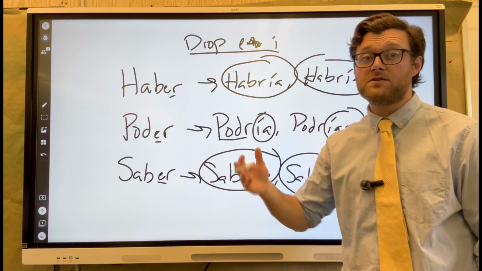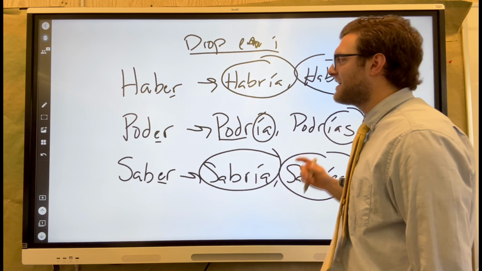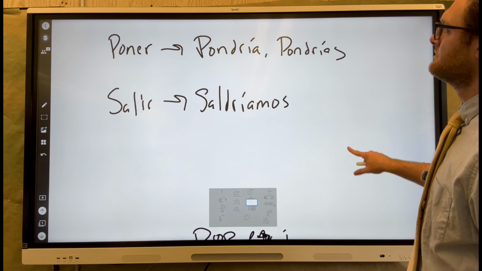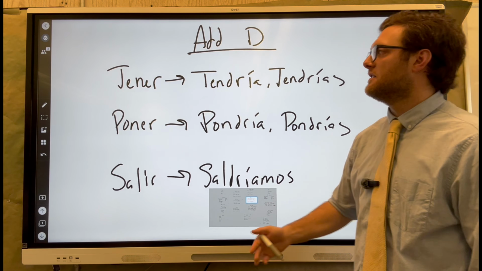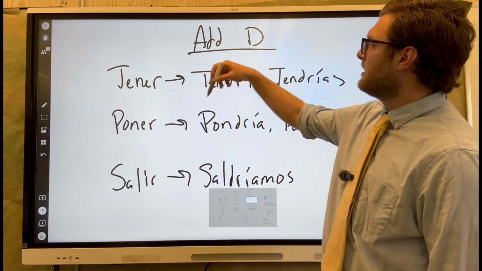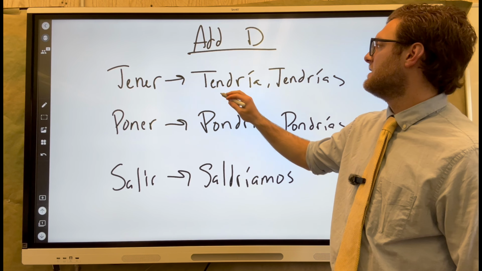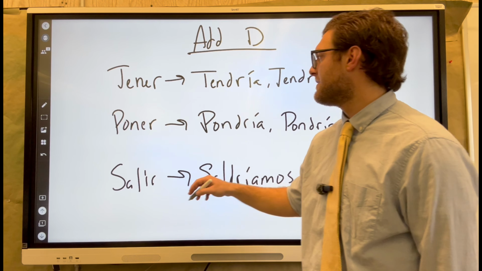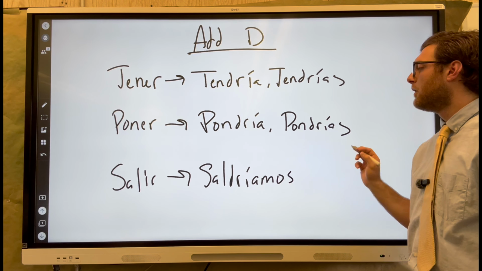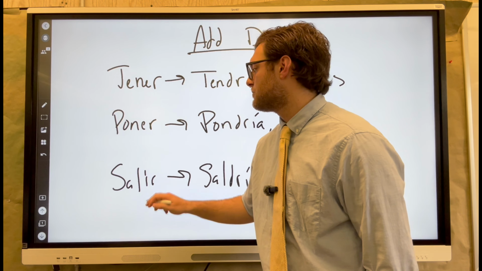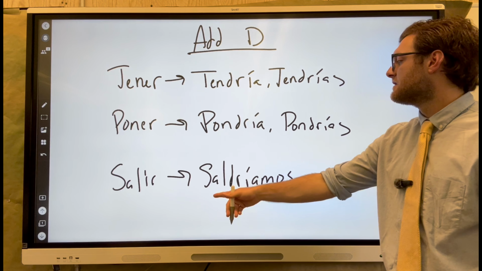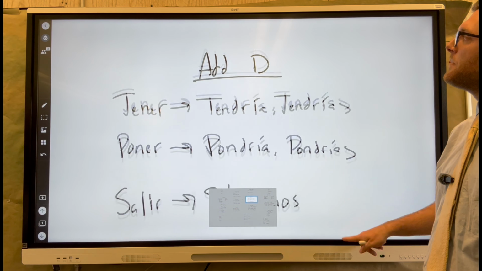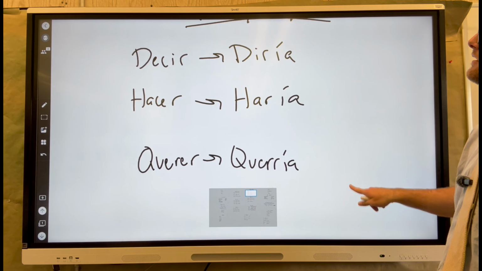All right, and sometimes you're going to drop those, but you're going to add a letter, and that's our next group. You add the D. So tener, you get rid of the E, and you put the D. So it's tendría, tendrías. Poner, drop the E, add the D. Pondría, pondrías. Salir, drop the I, add the D. Saldríamos. Okay?